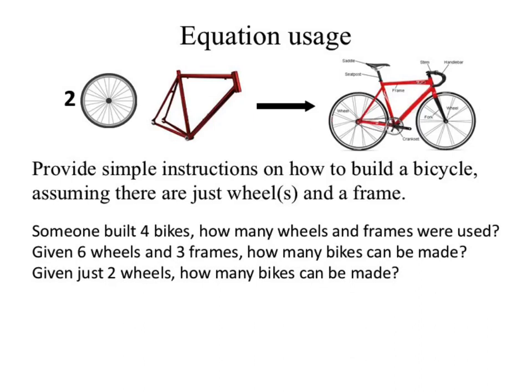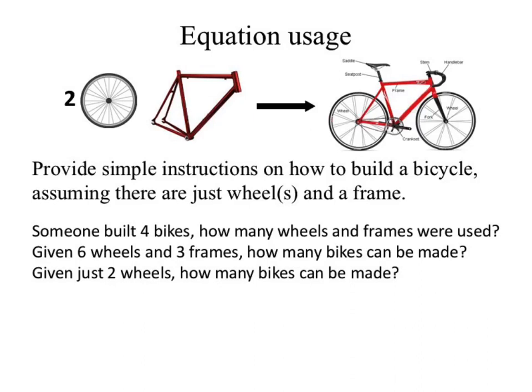Just 2 wheels, how many bikes can be made? 0. Oh, this is tricky. We get 1 answer or 0. 1 or 0. 0. You're not given any frames. How could you possibly build any bikes if you're only given just 2 wheels? Chemistry does a crap job of this. In chemistry, guess what the answer is? It's 1. And you go, well, that's dumb. How do we do that?